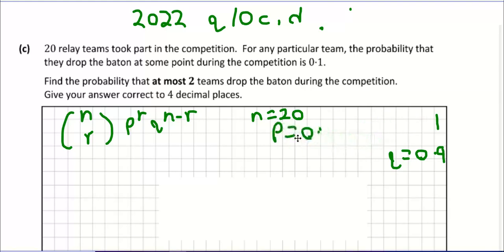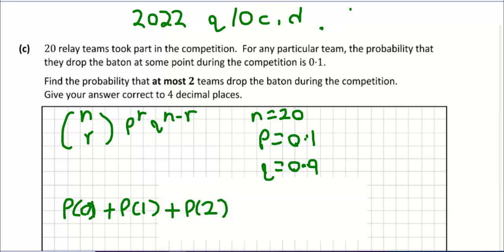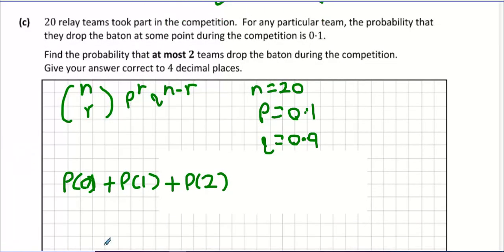Now, when it says that at most two teams drop the baton, what we need to be talking about here is the probability of nobody dropping the baton, which is p0, plus p1, which is the probability of one team dropping the baton, plus the probability of two teams dropping the baton.